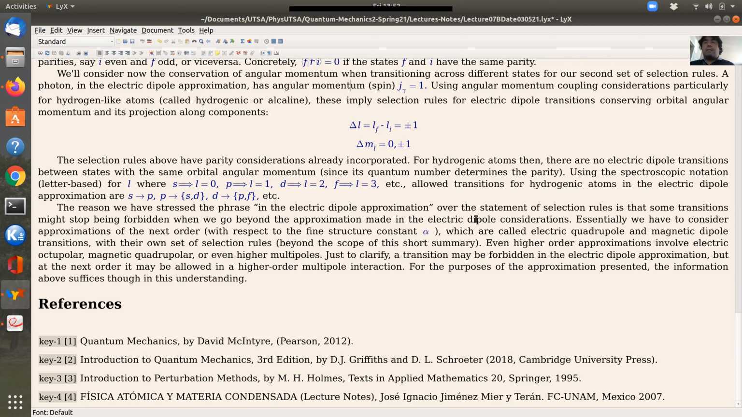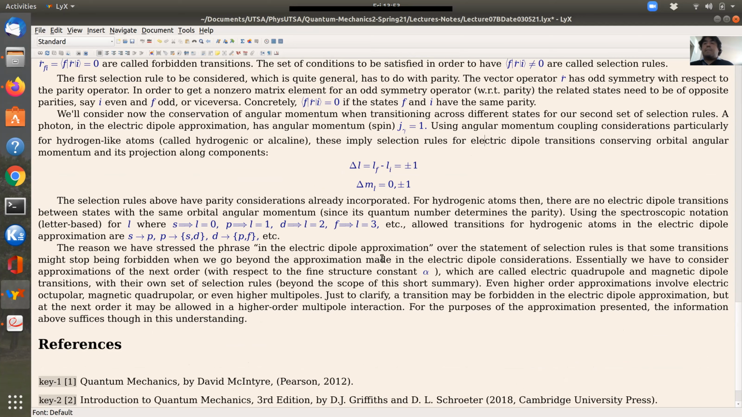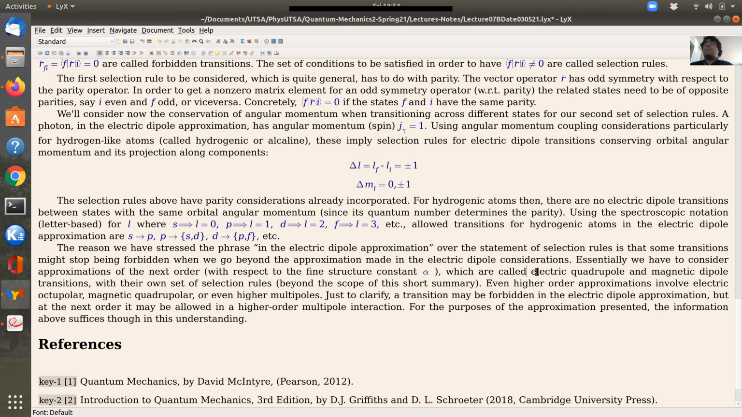So the point is that there can be higher order terms which can actually allow the transitions that have been forbidden so far under the assumptions of the electric dipole approximation, which has let us obtain this formula, right? So the types of transitions beyond the electric dipole that you might consider later on are of the next order with respect to alpha, the fine structure constant. Some of their names are electric quadrupole or magnetic dipole. Basically, this one, for example, is because I have disregarded the magnetic component of the electric field.